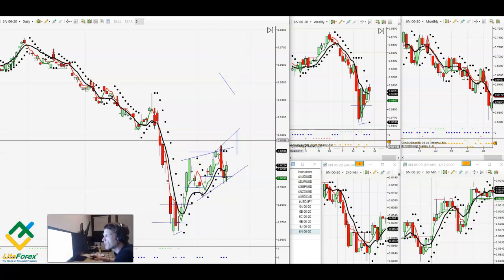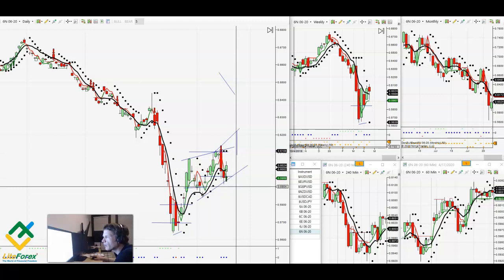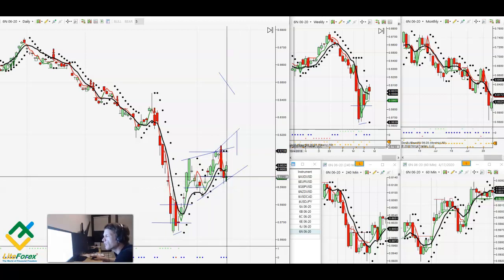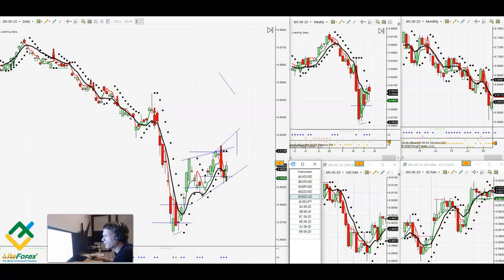Right? So that's how I'm going to be playing that. Of course, if it takes out the other way, starts breaking below resistance, support levels, 59.5, 59, then I'll completely change my game plan. But right now it does look more bullish than anything.